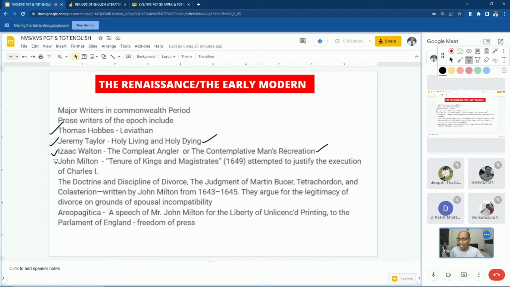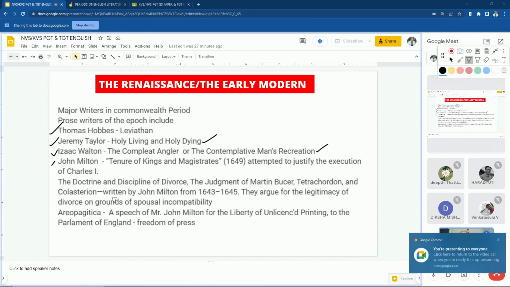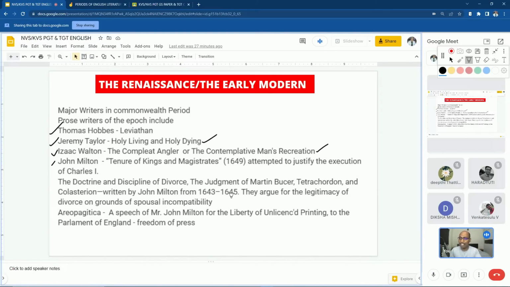John Milton, Tenures of Kings and Magistrates, published in 1649, attempted to justify the execution of Charles I. The Doctrine and Discipline of Divorce, The Judgment of Martin Bucer, Tetrachordon and Colasterion were written by John Milton from 1643 to 1645. They argue for the legitimacy of divorce on grounds of spouse incompatibility. We don't want to discuss, just listen to this, try to understand what the book names are.